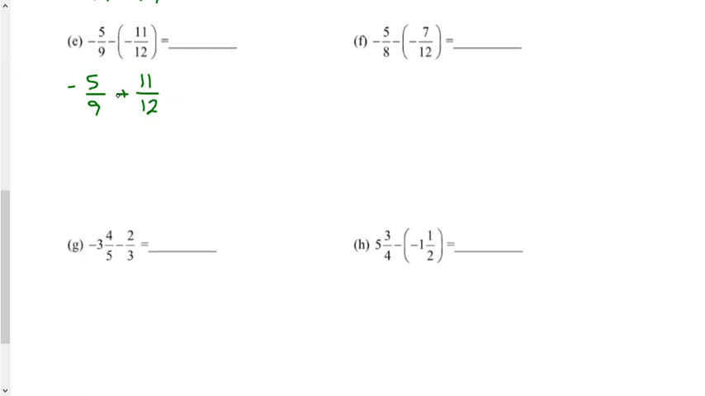So we got minus the negative becomes plus a positive. Between ninths and twelfths, that's 36ths. And so we'll take this one times 4, and we'll do this one times 3. So that's how I end up getting negative 20/36ths plus 33/36ths. And then 33 minus 20 is 13/36. That is a positive because 33 is larger than 20, and the 20 is negative, so the larger number is positive. Look at this, we got another one.